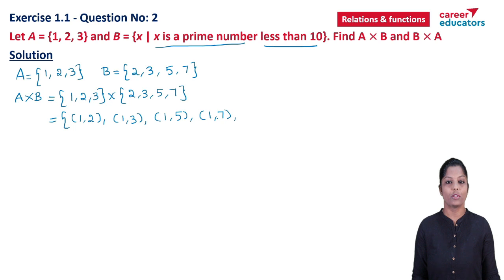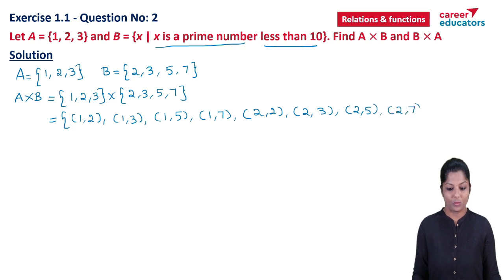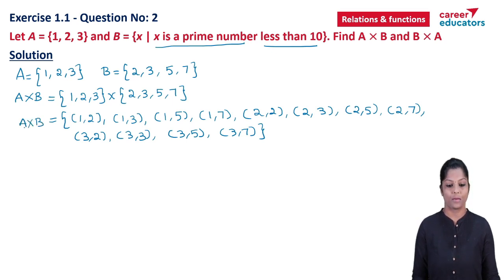Likewise, we have to do it for the remaining elements of A. We will get 2, 2, 2, 3, 2, 5, 2, 7, 3, 2, 3, 3, 3, 5, 3, 7. That's all we got A cross B. Next we are going to find B cross A.